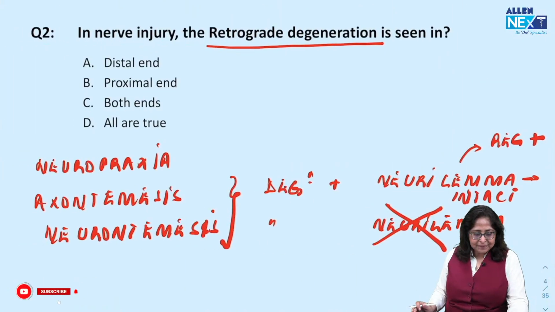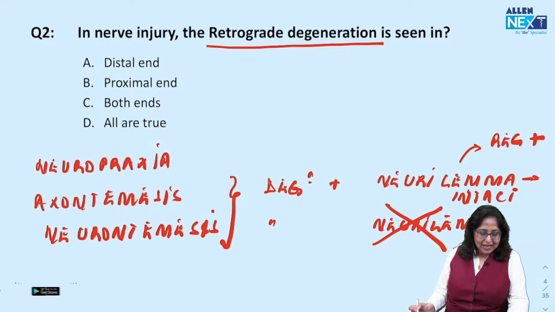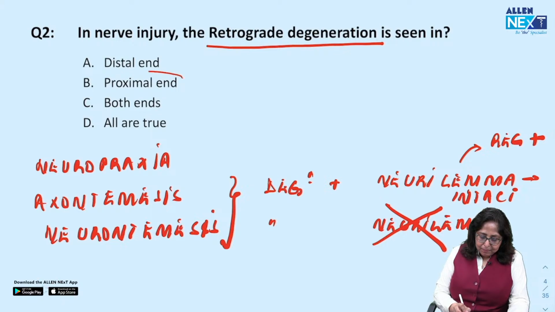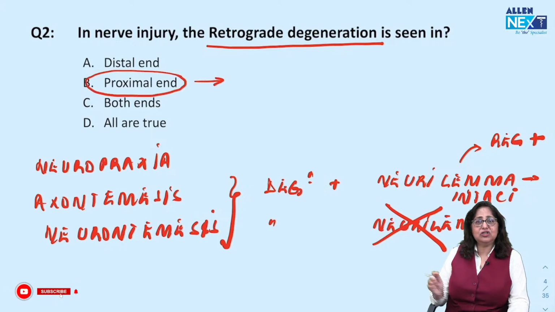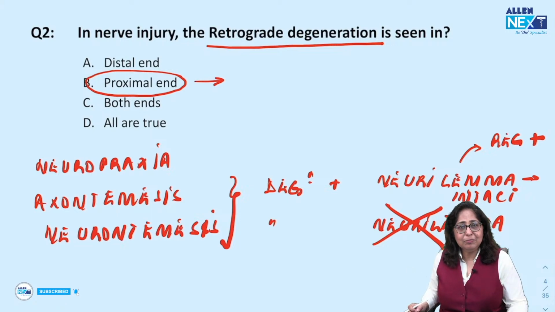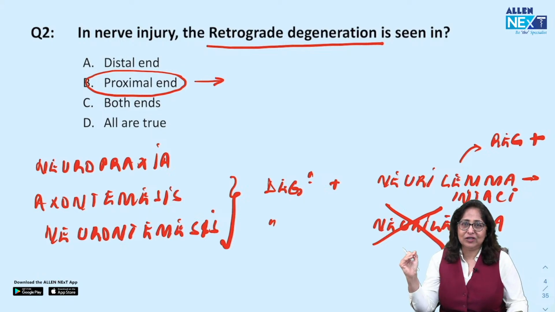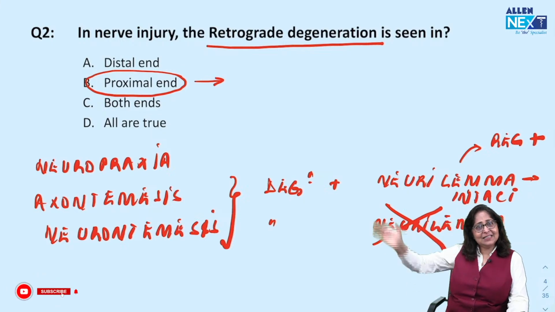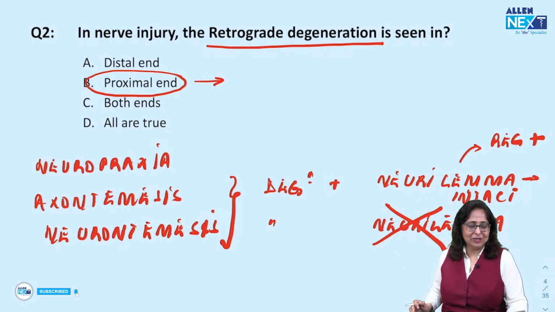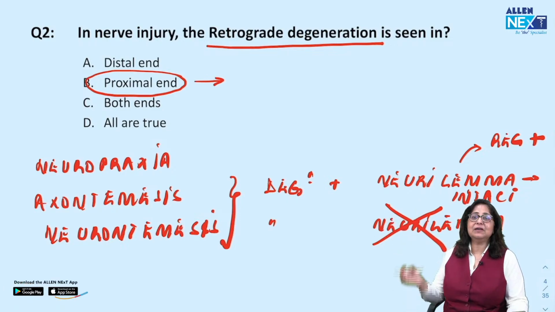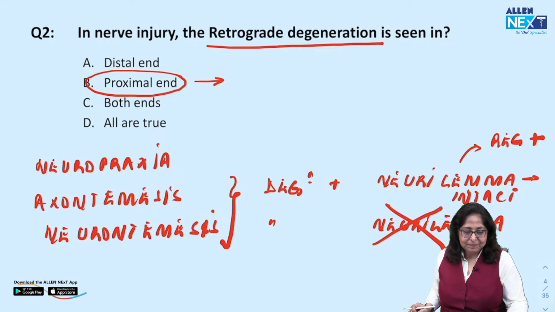Now let's see what was the question. It says retrograde degeneration is seen in. What is retrograde degeneration? This will be in the proximal end. But please remember, the degeneration which is seen in the proximal end will be up to the nearest node of Ranvier from the site of injury. In the distal segment, the complete distal segment will degenerate, but in the proximal segment, up to the nearest node of Ranvier from the site of injury, right?